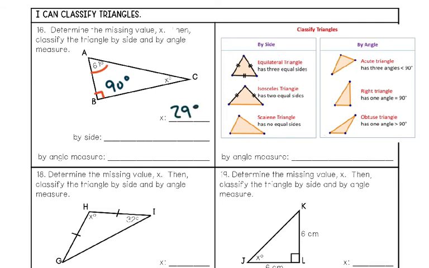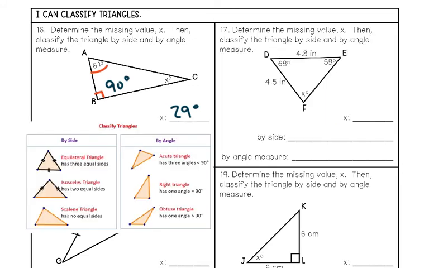Now I'm going to classify this triangle by side and by angle measure. I'm going to use my chart here to the right, starting with by side. If I have three different angle measurements, I also have three different side lengths. If it has no equal sides, that's a scalene triangle. And then by angle, if I even have one right angle, it's a right triangle. So this would be an example of a right scalene triangle.